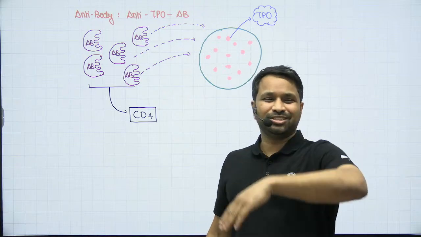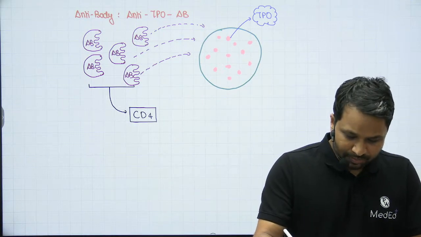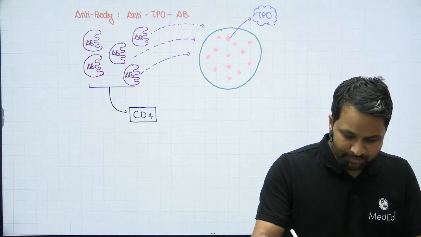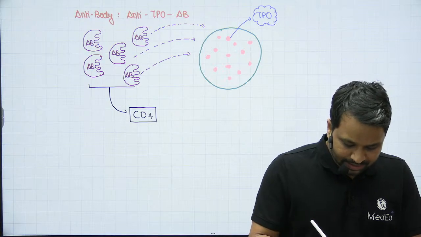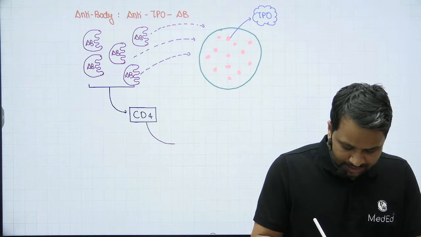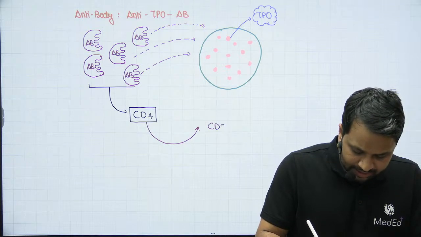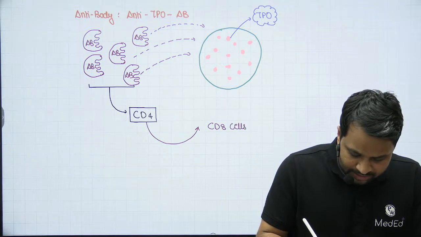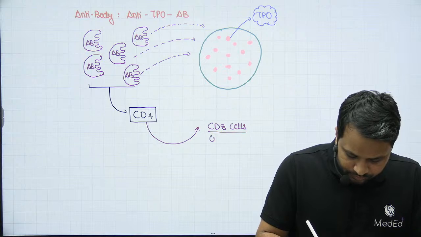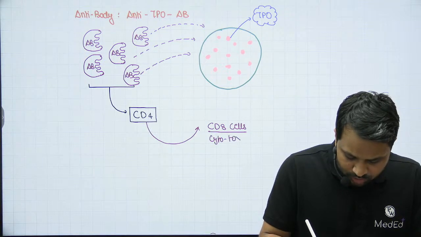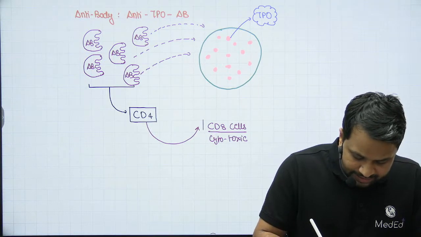CD4 cells say, chill, relax, don't worry. We have the best assassin in town. And who is that best assassin in town? That best assassin in town is your cytotoxic T cell, that is your CD8 cells. So they go and activate the CD8 cells, which are cytotoxic. These are your cytotoxic T cells. So CD8 cells are going to get activated.